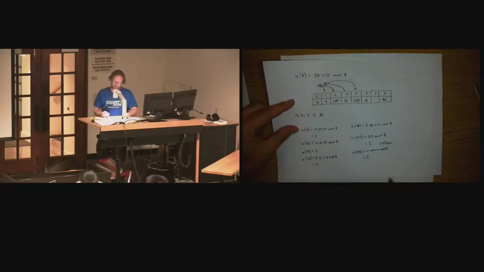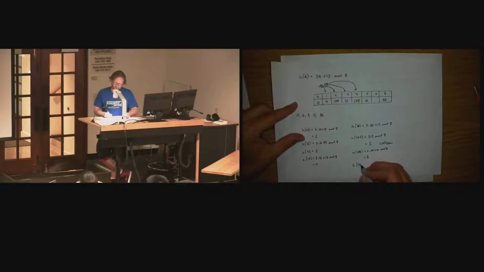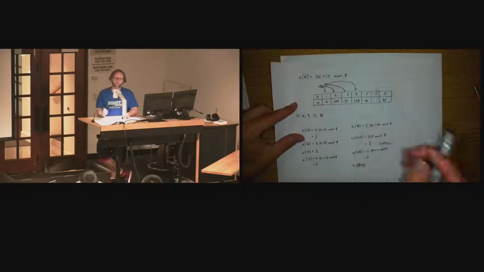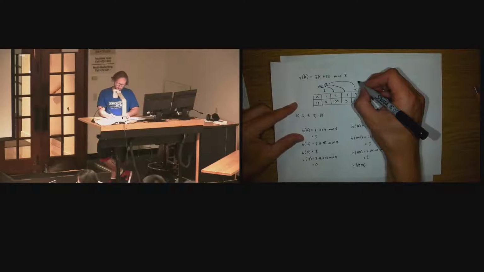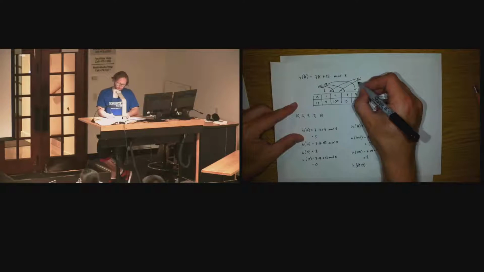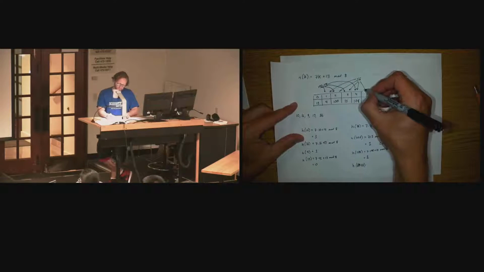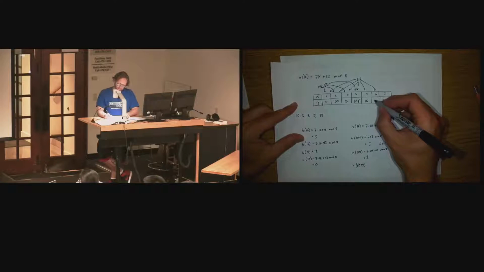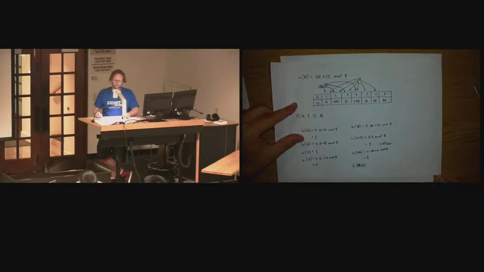And what's the next one I could try? H is 116. I'm just going up by 8 because of the properties of mod 8 here. And if I do 116, then I end up probing 1, 2, 3, 4, 5, and then finally, I find an open one.